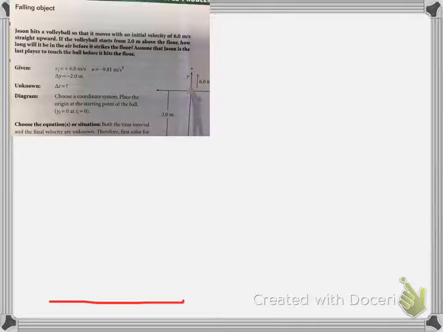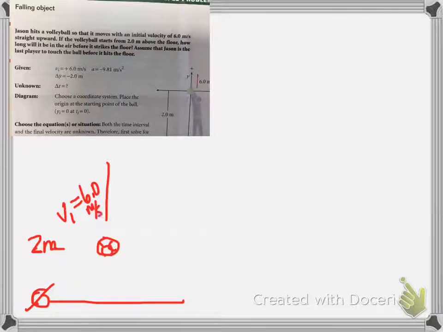So I'm going to draw my ground, which is 0. I should make clear that that's a 0. This is my 2 meters above the ground, and this is where my volleyball starts, and I can't draw a volleyball to save my life. This probably looks like a soccer ball. I don't care. So I've got a ball that's starting at 2 meters above the ground. It has an initial velocity here of 6.0 meters per second, and that's positive 6.0 meters per second. And what I want to know is delta T until it hits the ground.